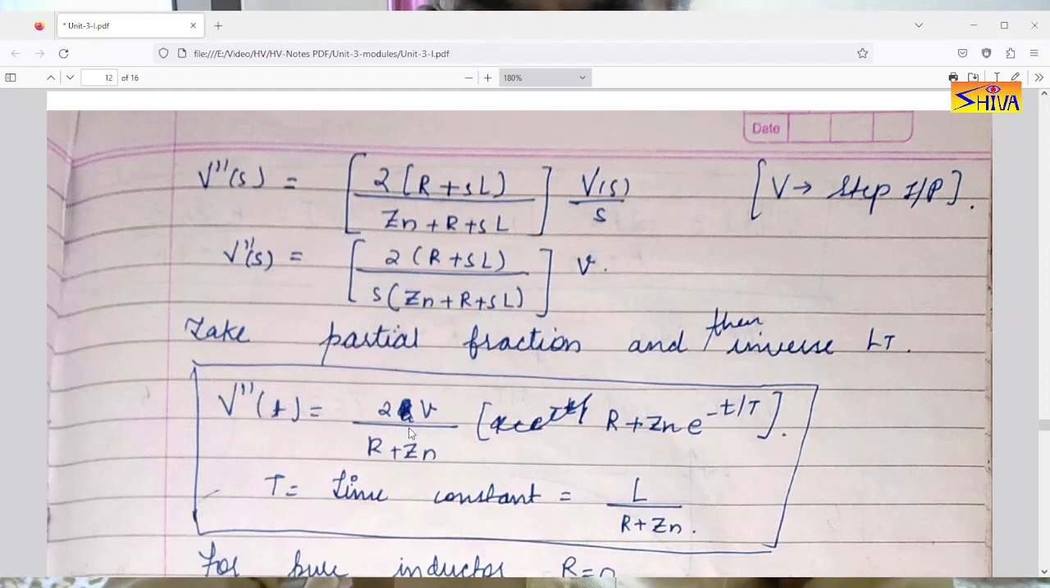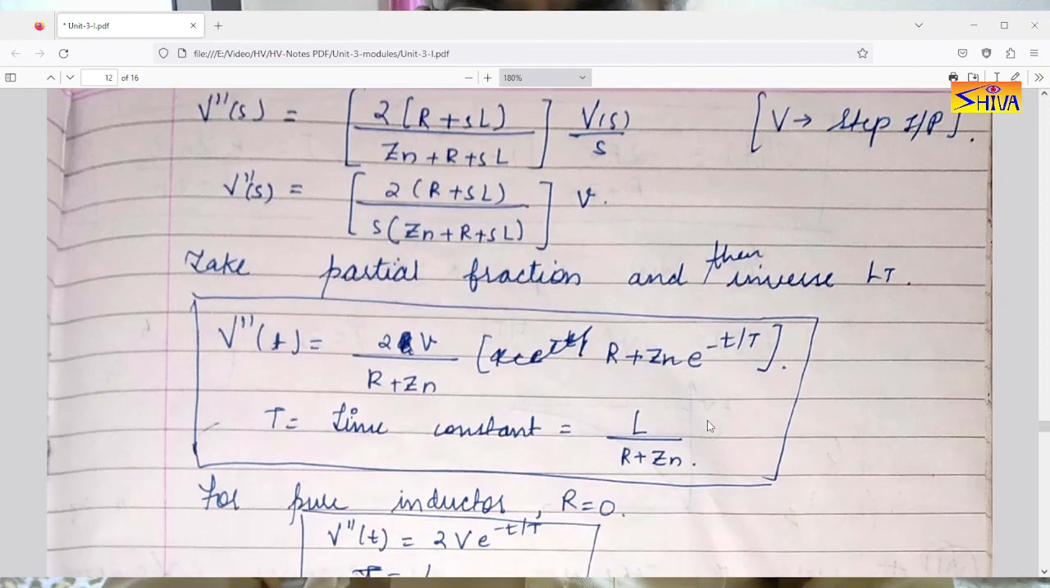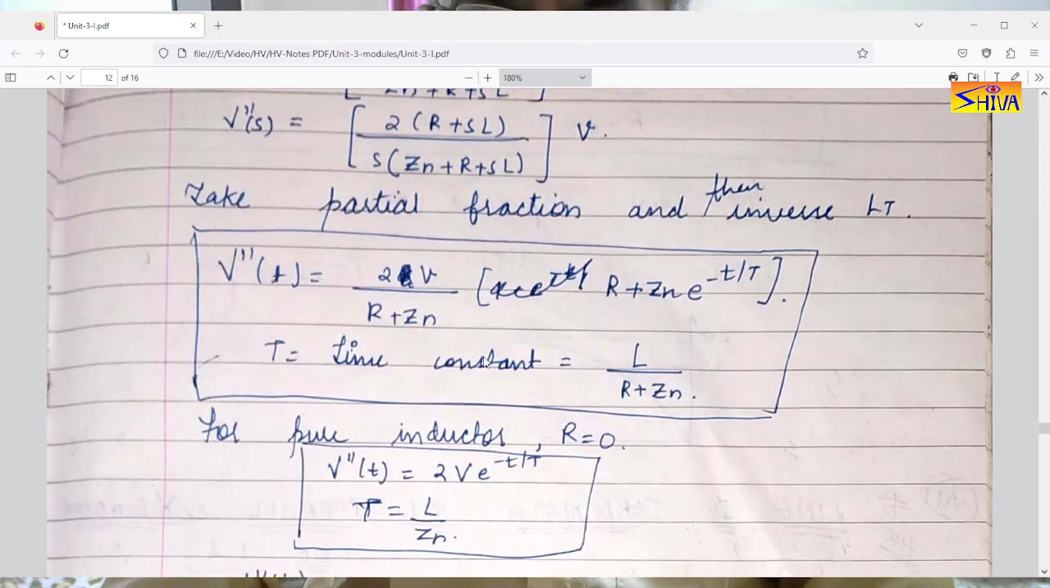Transmitted voltage is 2 times V upon R plus Zn, in bracket R plus Zn e to the power minus t upon tau, where tau is the time constant of the circuit and it is given by L upon R plus Zn. So this is the expression for the transmitted voltage. Now if it is a pure inductor, then R will be 0. So in this expression, if we substitute R equal to 0, then the transmitted voltage is given by 2 times V e to the power minus t upon tau, where tau is L by Zn.